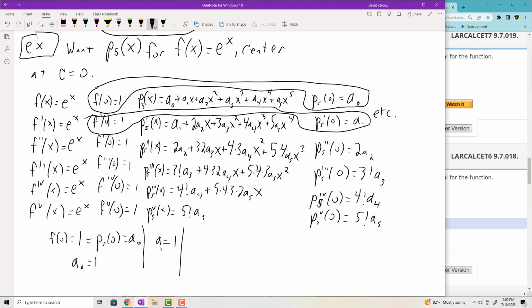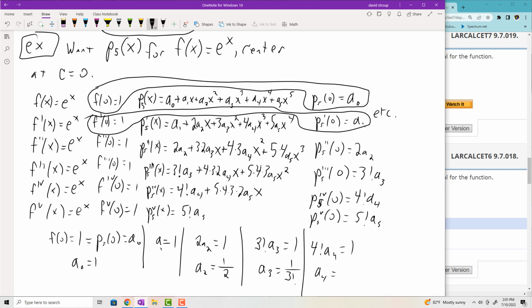The next one tells me that 2 a sub 2 is equal to 1. In other words, a sub 2 is going to be 1 all over 2. And then 3 factorial a sub 3 is going to be 1, so a sub 3 is going to be 1 all over 3 factorial. And then likewise, 4 factorial a sub 4 needs to be 1, so a sub 4 needs to be 1 over 4 factorial. And then finally, 5 factorial a sub 5 needs to be 1, so a sub 5 is 1 over 5 factorial.